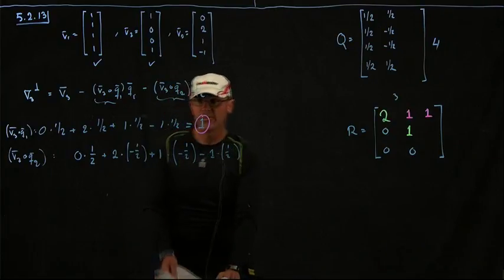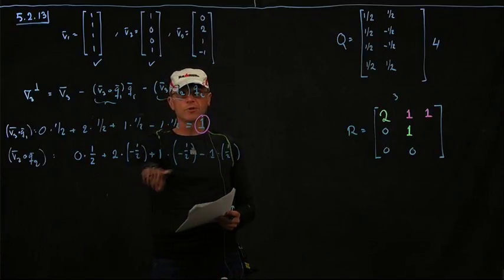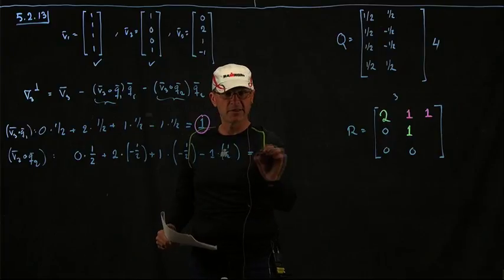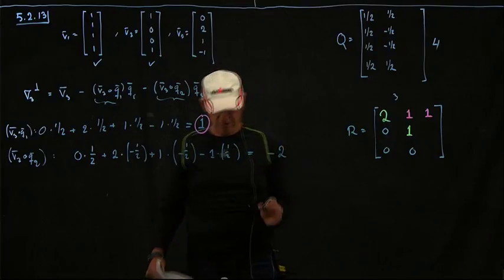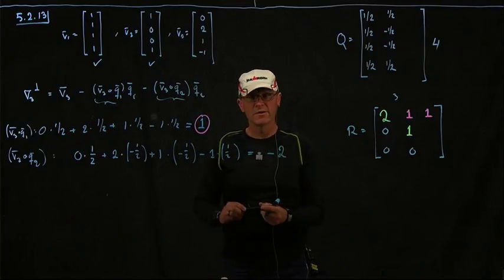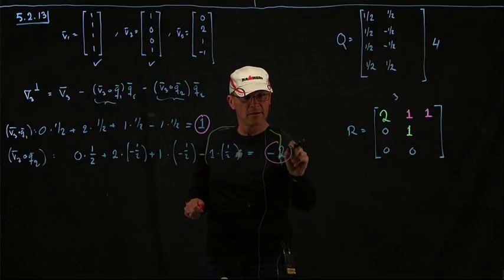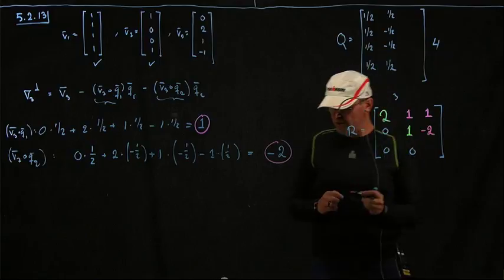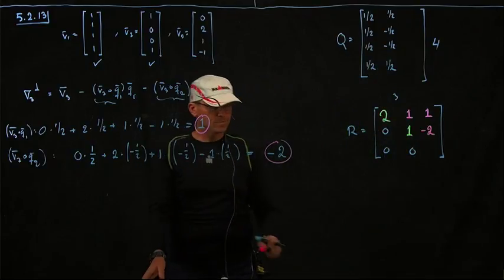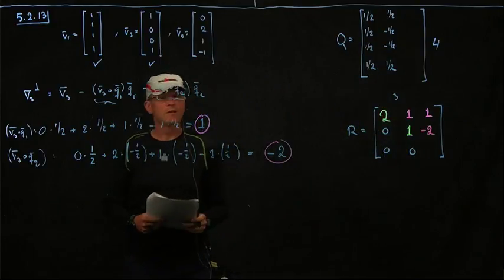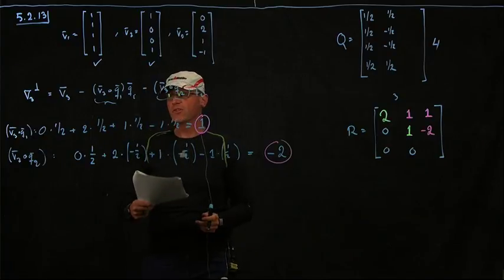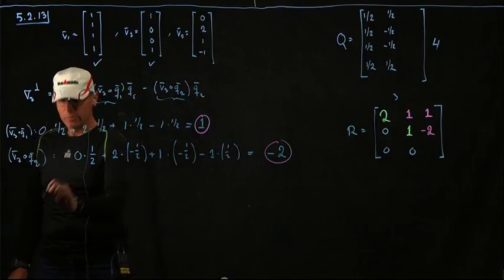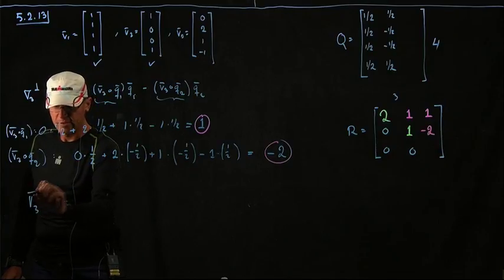So what do we have? We have minus 1 and minus 2 more halves. So this is negative 2. So that dot product ends up over here, right? So we have almost all of R. So then all we have to do is figure out what V3 perpendicular is.